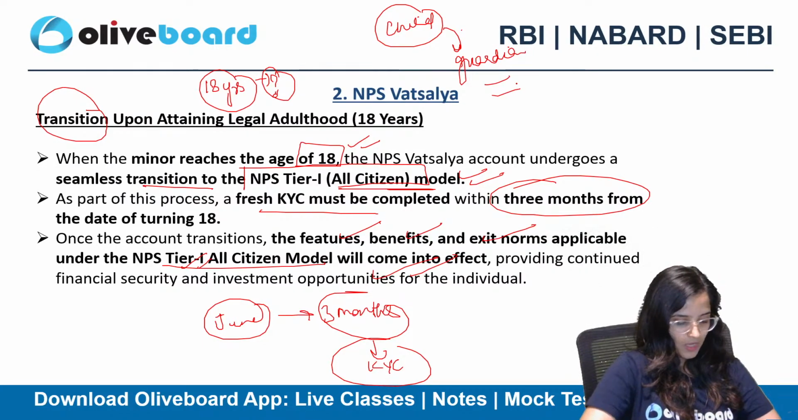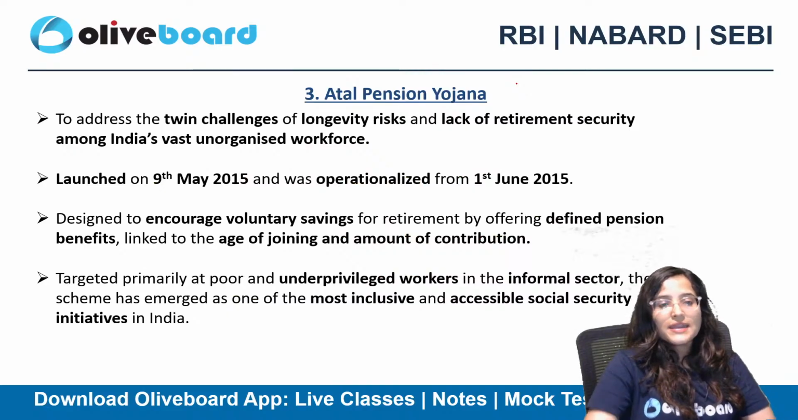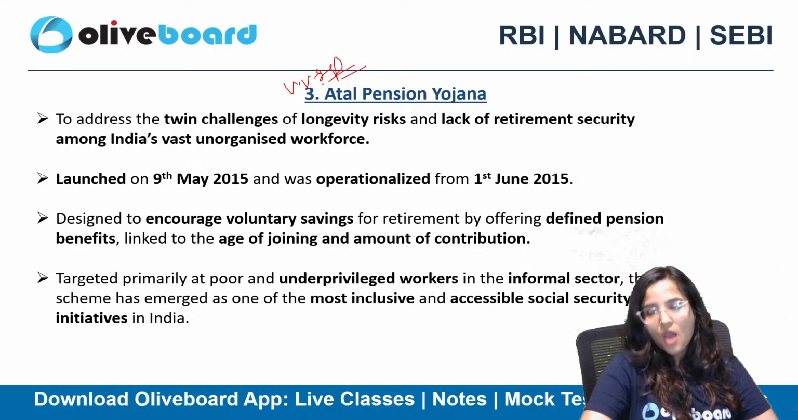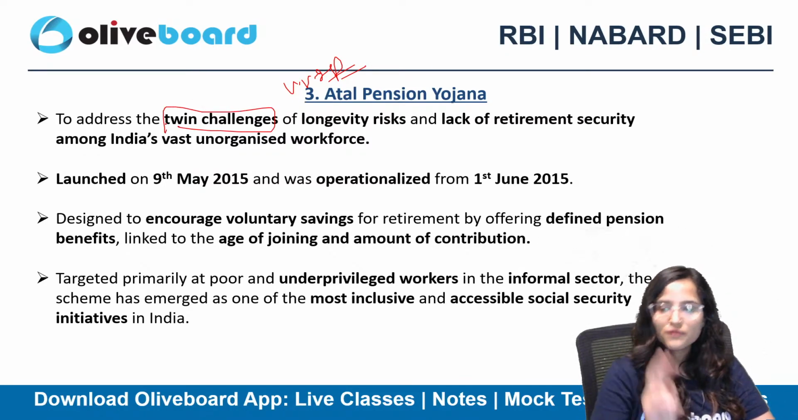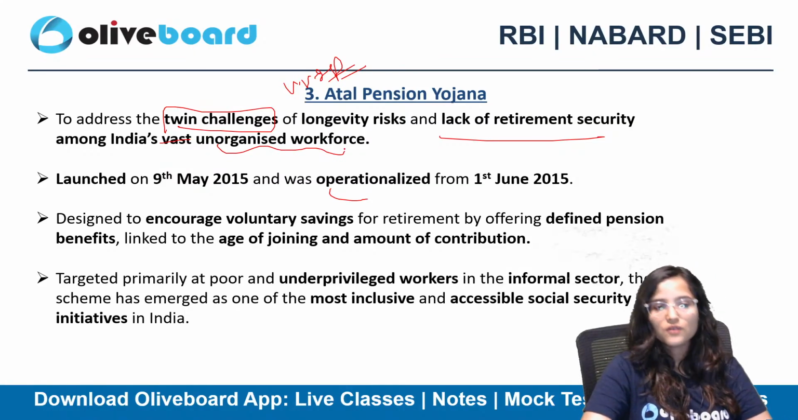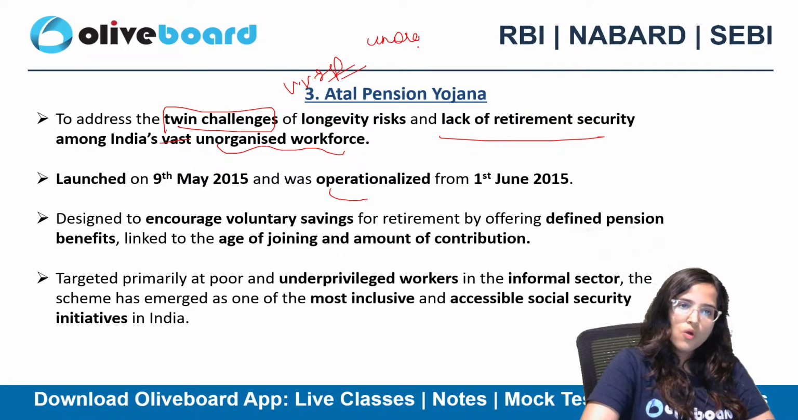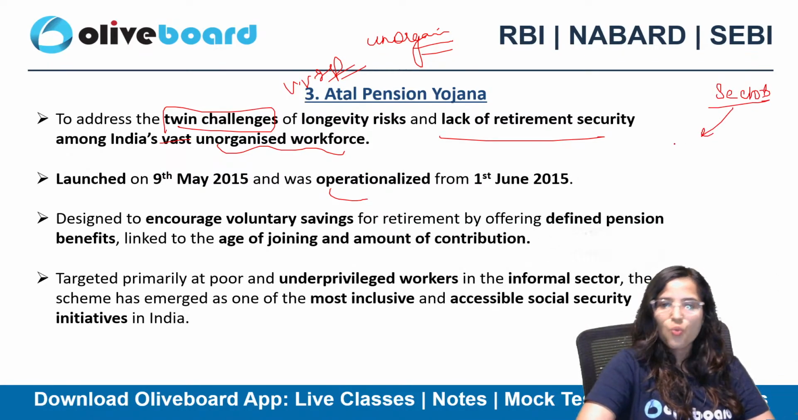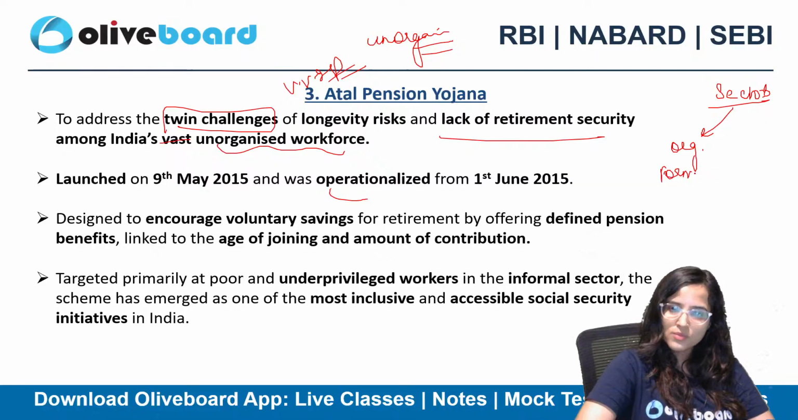Good. Very good. Next is your, again, very, very important scheme, Atal Pension Yojana. Now, there are 2 challenges. One is of longevity risks and lack of retirement security among India's vast unorganized workforce. This is for the unorganized sector. So we have discussed before also that there are 2 sectors in the economy. One is your organized sector, which is also called the formal sector, and the other is your unorganized sector, which is also called your informal sector.